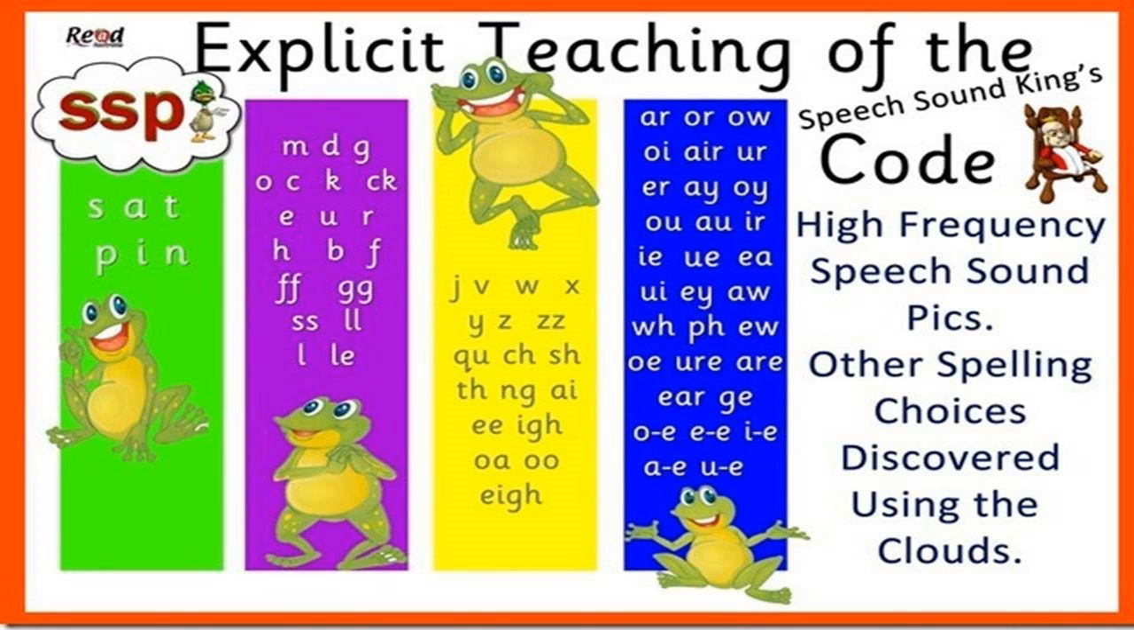So although we learn high frequency sound pics, the pictures of the speech sounds, using the 4 code levels, this is only a fraction of how our speech is represented on paper using those 26 letters. There are hundreds of combinations. This is why the 4 code levels is not enough. The children need exposing to the whole code.